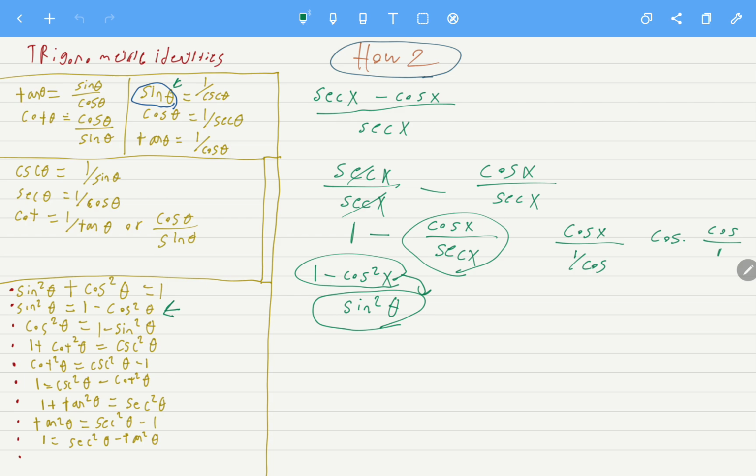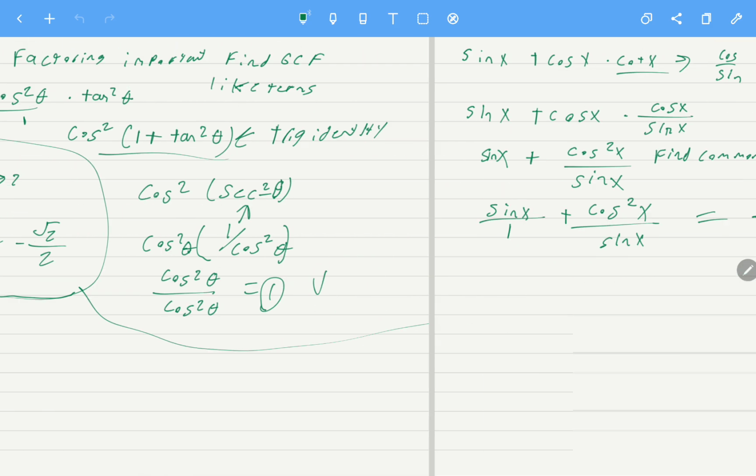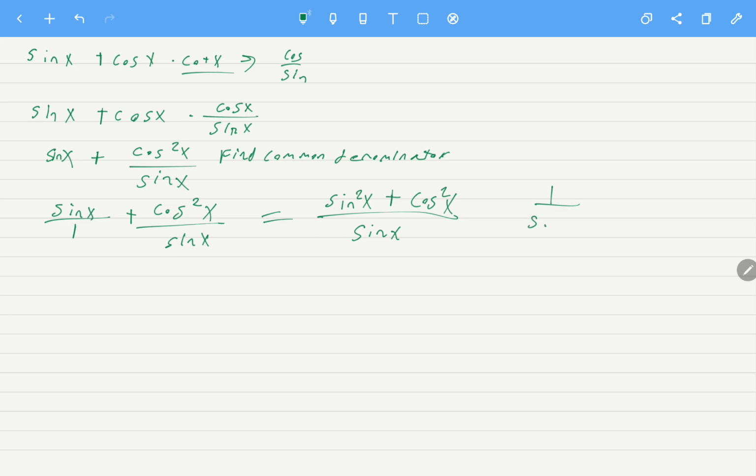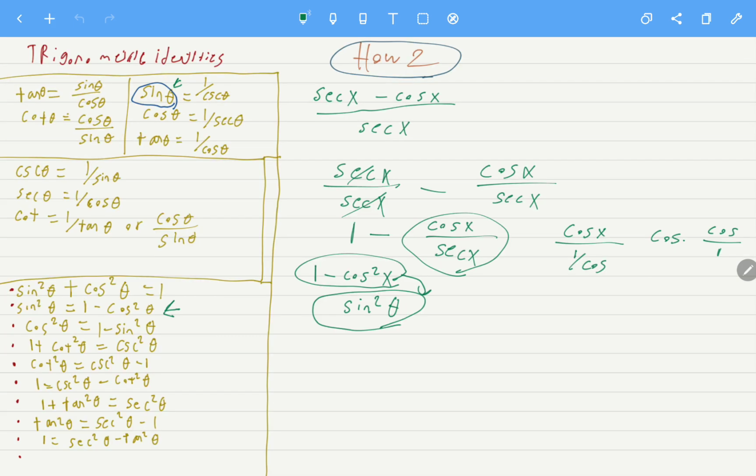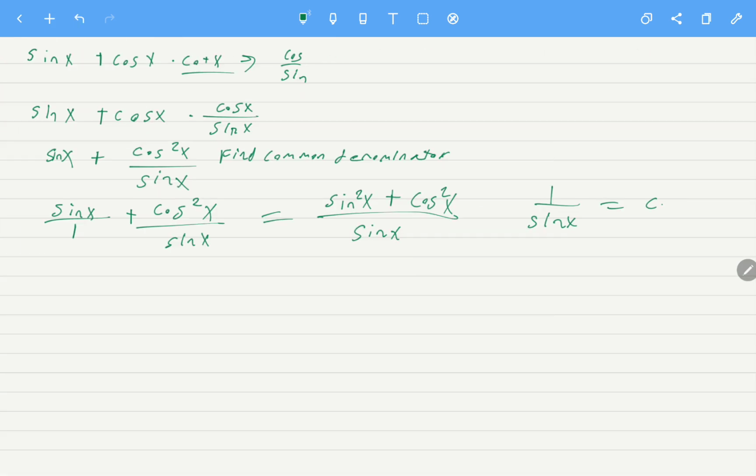So we know that cosine squared x plus sine squared x equals 1. So that's just 1 over sine x. And when you have 1 over sine x, you know that 1 over sine is always cosecant. So now you have cosecant of x, which is CSC of x. So that is essentially how you get a common denominator.